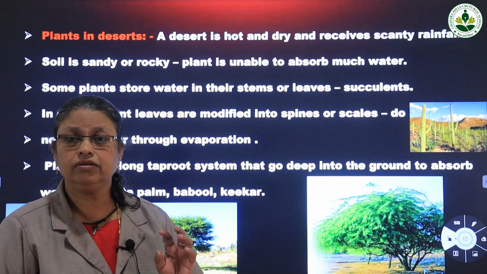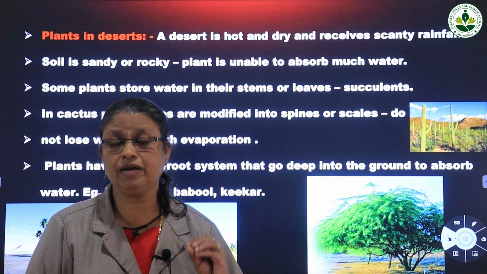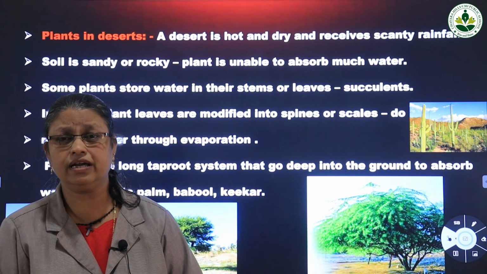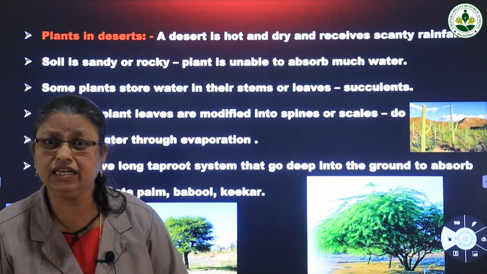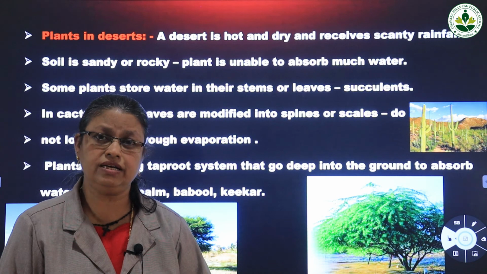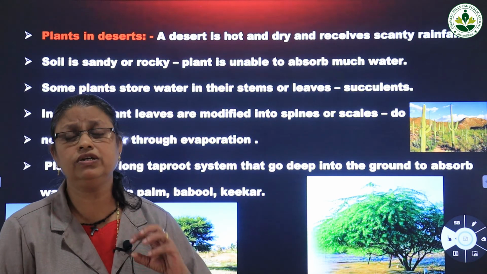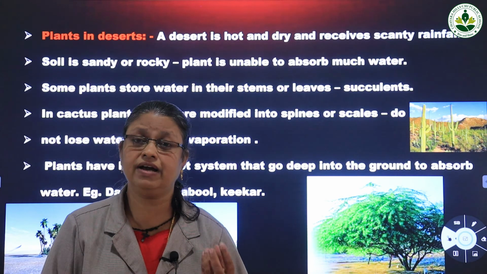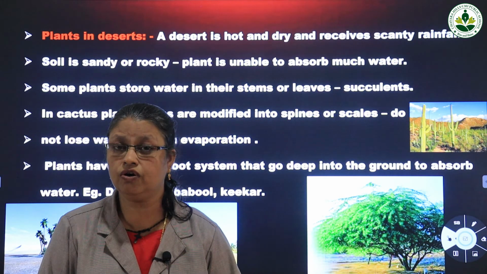Okay, so the plants have to survive in that atmosphere. Soil in a desert is sandy and rocky, so that contains less amount of water. So the plants do not get enough water. There is scanty rainfall and the soil is sandy or rocky, so the plants do not get enough water. So they have to reduce the loss of water. For that the plants' leaves or stems are modified to reduce the loss of water.